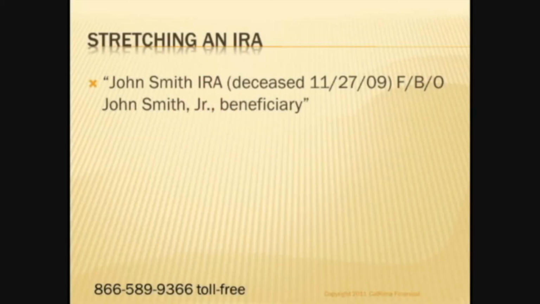Now, proper titling of an IRA is the first thing. Once the account is split during that process, as Ed Slott points out, the title of the account needs to be something along the lines of this: John Smith, IRA, in parentheses, deceased, 11/27/09, FBO, which means for the benefit of John Smith, Jr., beneficiary.